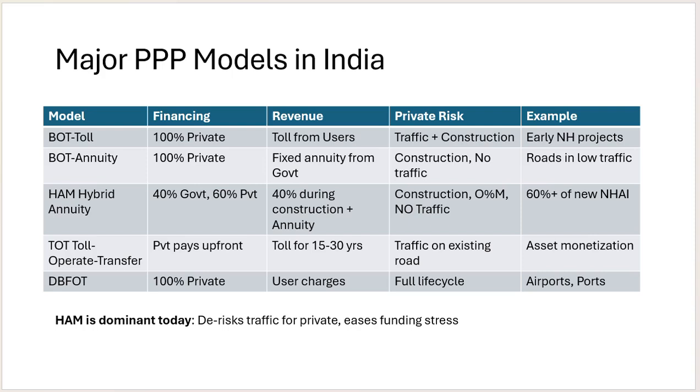Then TOT, toll, operate, and transfer. The private party pays an upfront fee for 30 to 50 years, on an existing road, bearing the traffic risk, and it involves asset monetization.